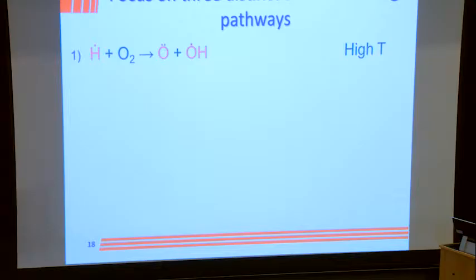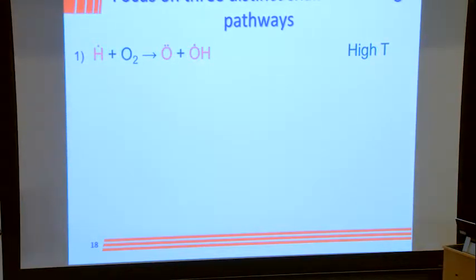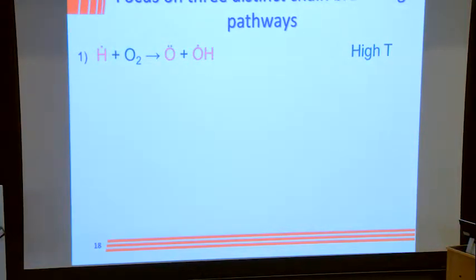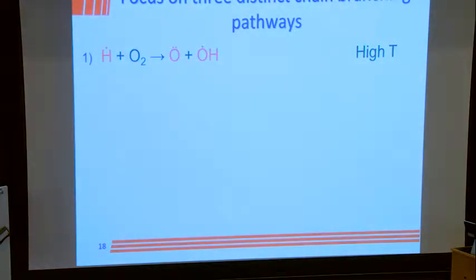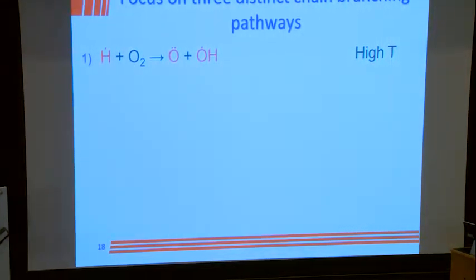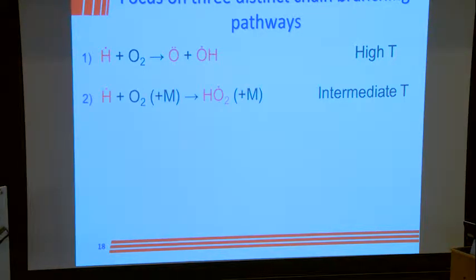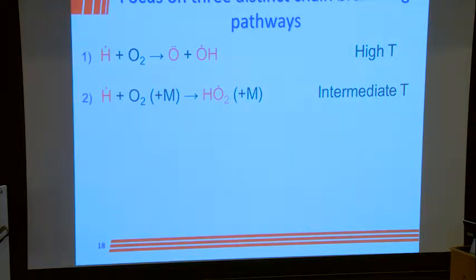The focus in combustion is really on three distinct chain branching pathways. At high temperature, H plus O2 gives O plus OH, the dominant branching reaction. At intermediate temperature, H atom reacts with O2 and a third body to form the hydroperoxy radical.